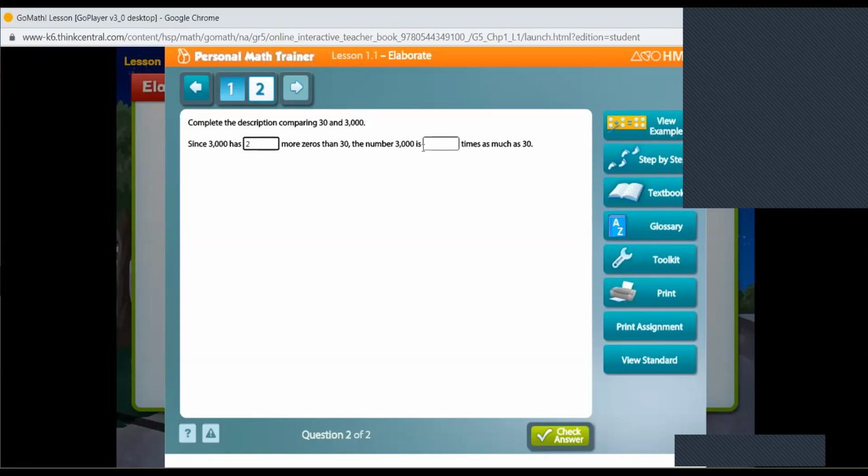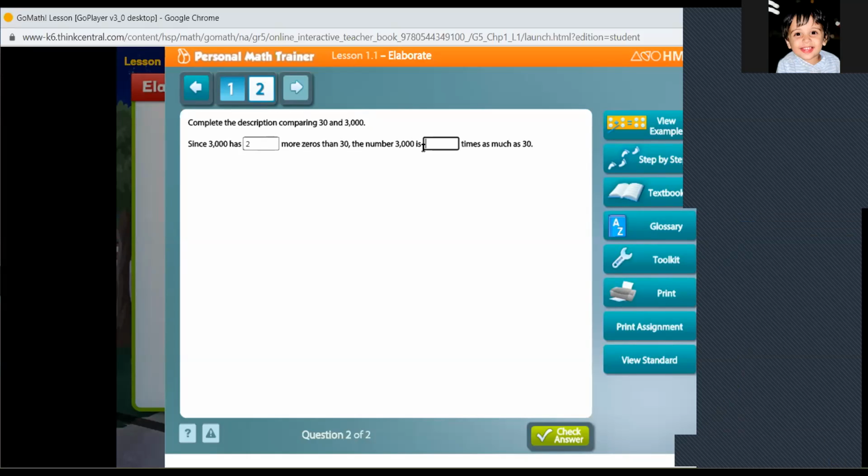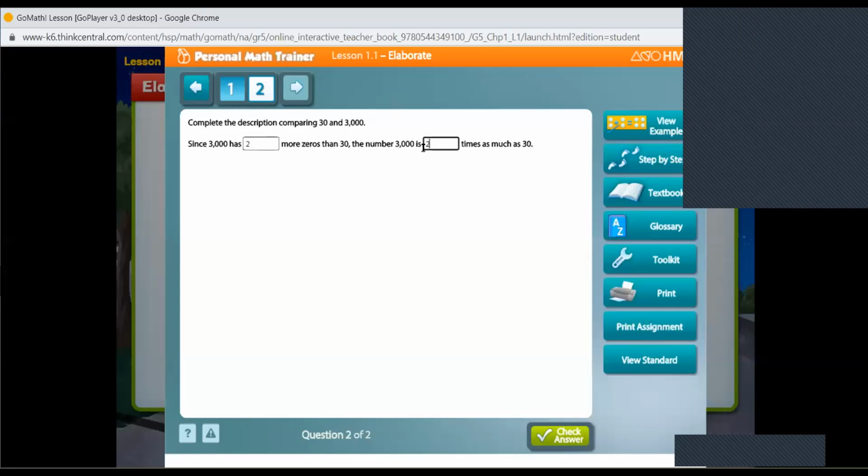The number 3,000 is how many times as much as 30? Okay? How many zeros, those many times. If they have 3 zeros more, that means 3 more times. Did you understand? Everyone?